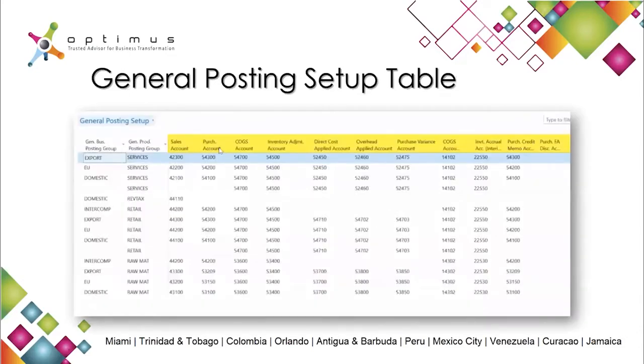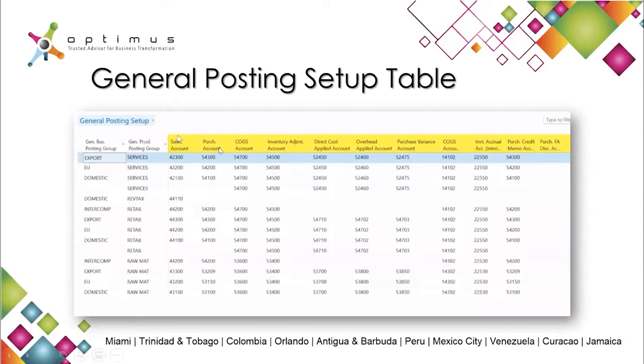Let's take a look at how this works. The general posting setup could be complicated when we see it for the first time, but it's actually just a matrix, right? So the first concept that you need to learn: the general posting setup table requires GL accounts for trading. And this is the actual matrix that I was talking about, where we can see in yellow all the specific GL accounts required in this general posting setup table.